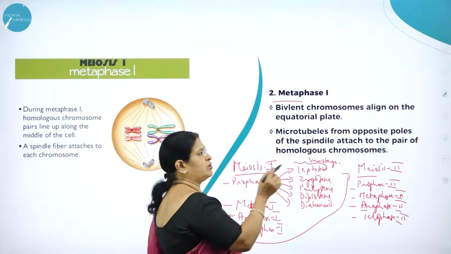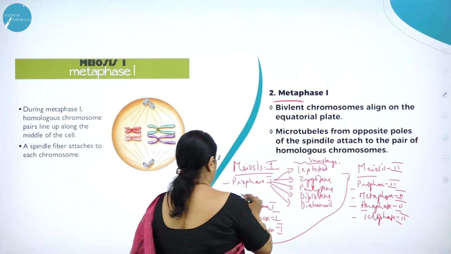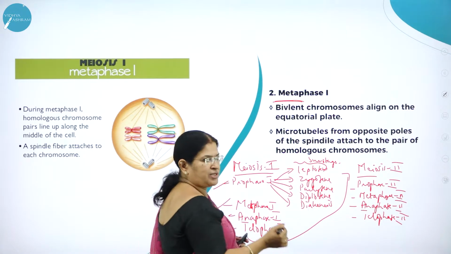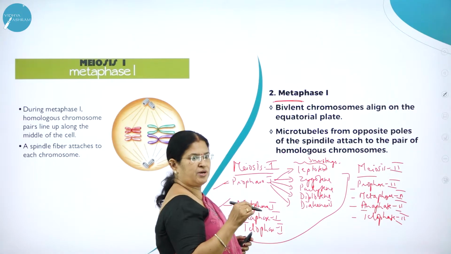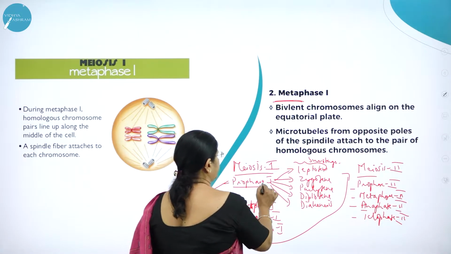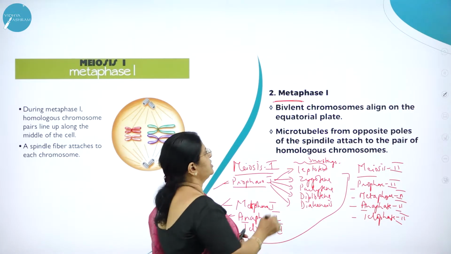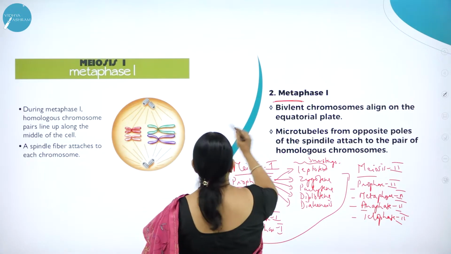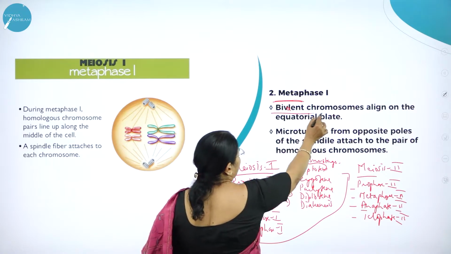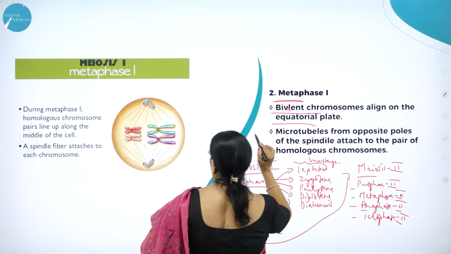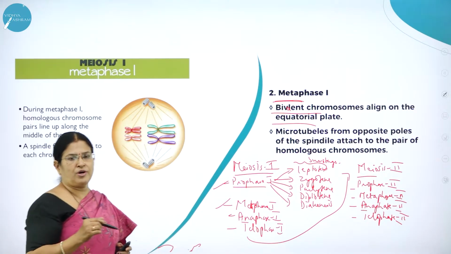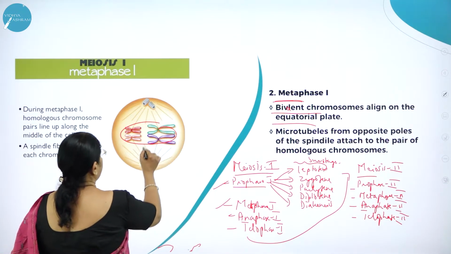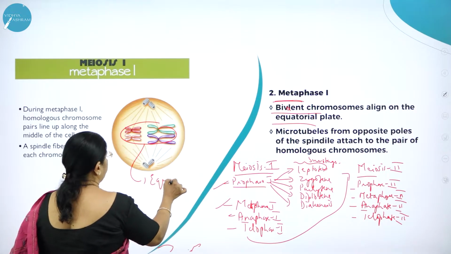So now let us move on to metaphase 1. Prophase 1 has 5 substages, but meiosis 2 is of a shorter duration and does not have the 5 substages. Moving on to metaphase 1, in this picture the bivalent chromosomes align on the equatorial plate, more or less like what we have seen in mitosis. So the chromosomes come and align in the equatorial plate.